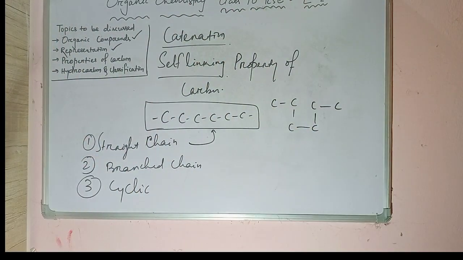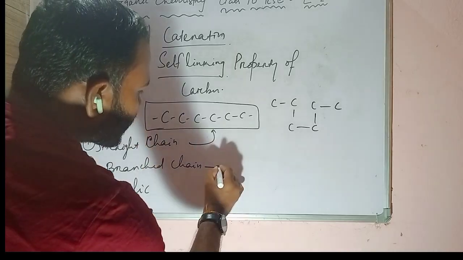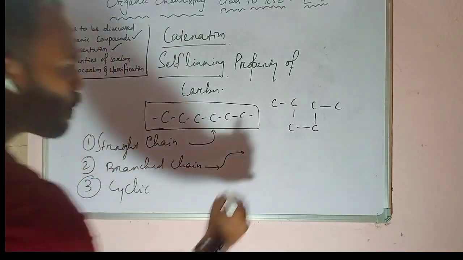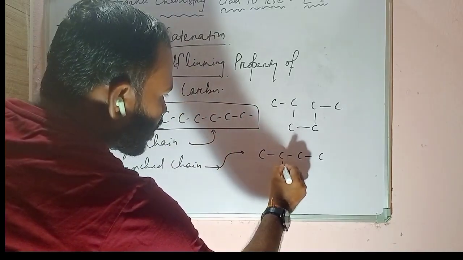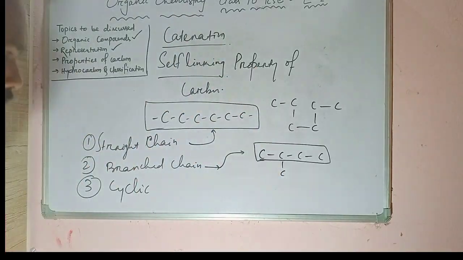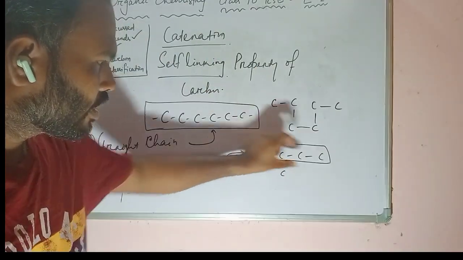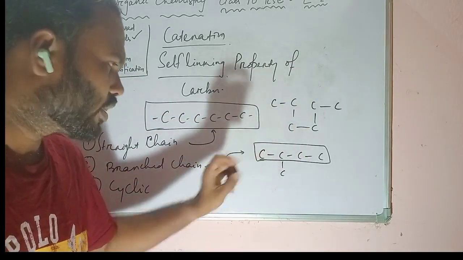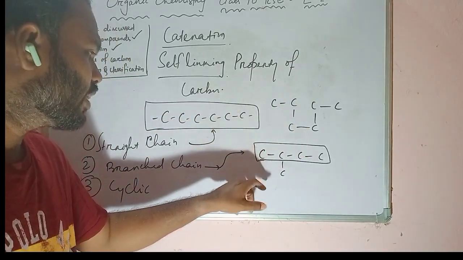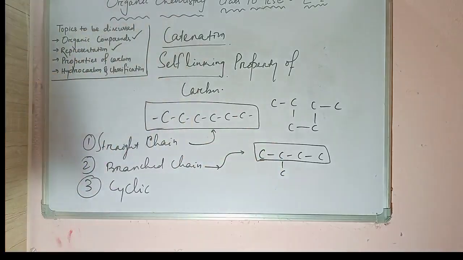Now branched chain. So what is the meaning of branched chain? Suppose this is C C C C and C. Let's say one more C is attached here. You see this is the longest chain, so this is the main chain, and this carbon atom is attached to it. So this is the branched chain.